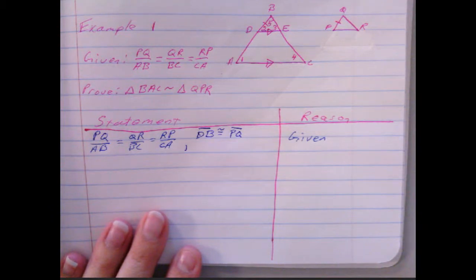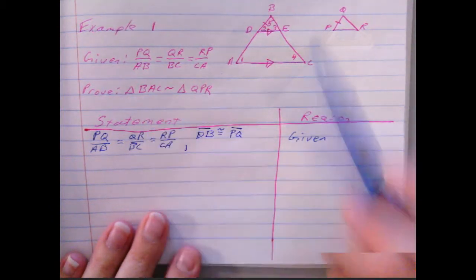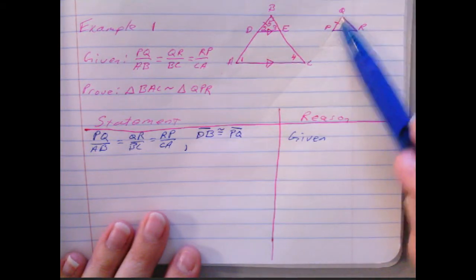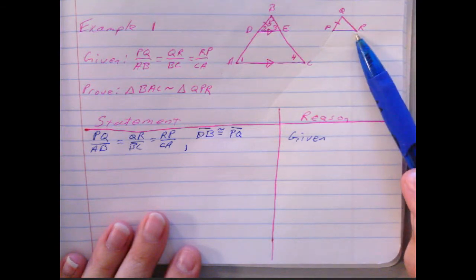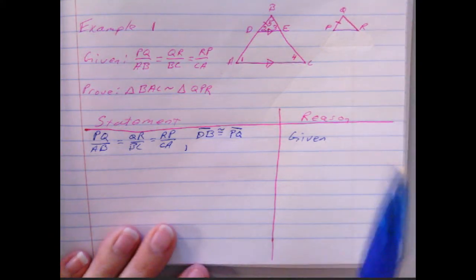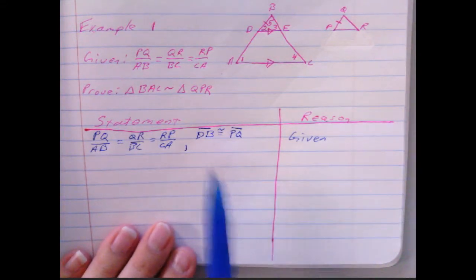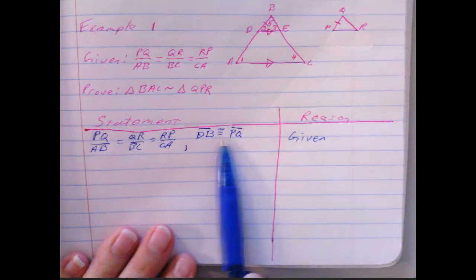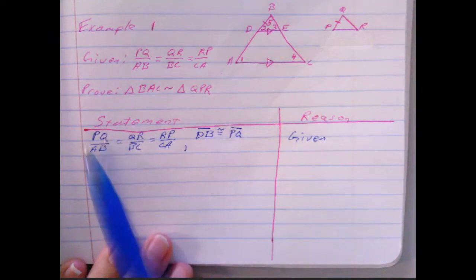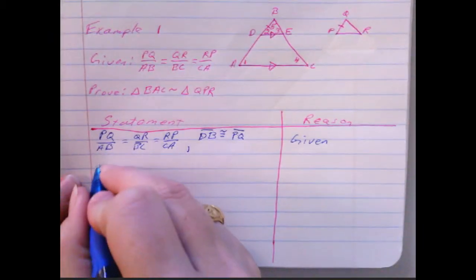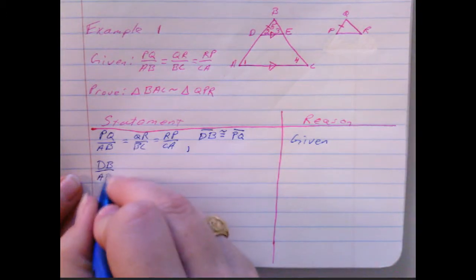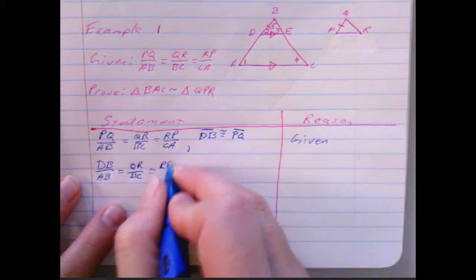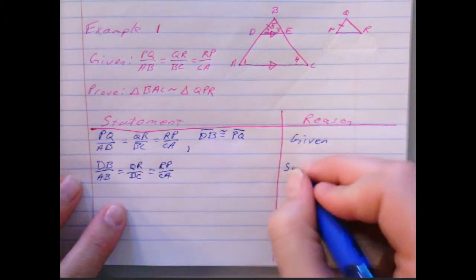Okay, so now we're trying to prove that BAC, this big triangle, is similar to QPR, which is this little one over to the right. Okay, alright, so from here, the first thing that I'm going to do is use this information and plug it in here. So if we know that DB is congruent to PQ, we can actually substitute that in. So I'm going to put in DB over AB equals QR over BC, which equals RP over CA, and that's substitution.